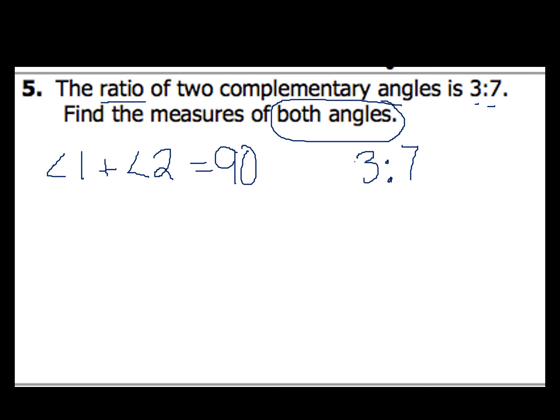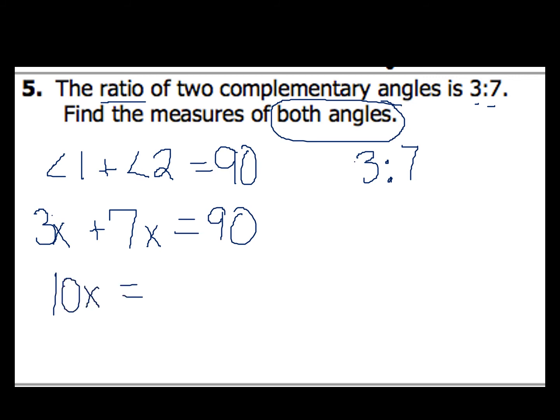Now what we know is that if the ratio is 3 to 7, then one of the angles is 3x and the other angle is 7x, and they both equal 90. So 3x plus 7x gives us what? 10x, and 10x is equal to 90. We divide both sides by 10, and x is equal to 9. Are we done? No. It says find both angles.